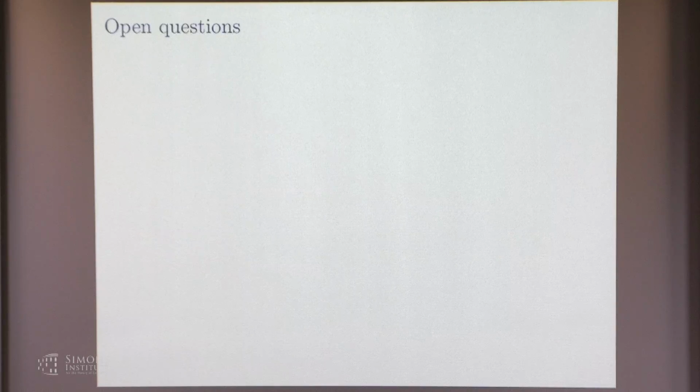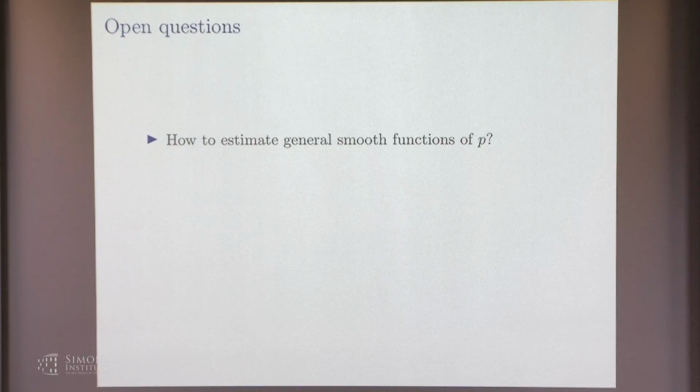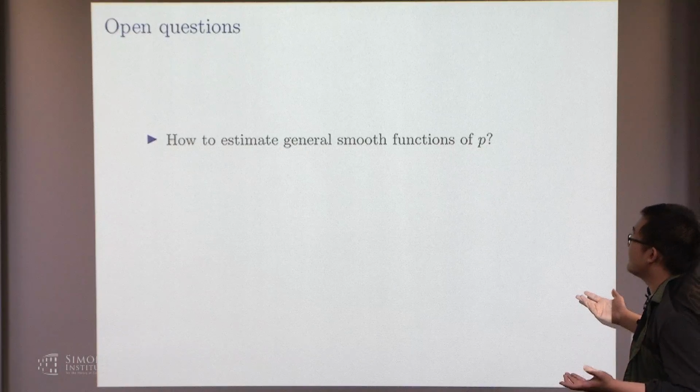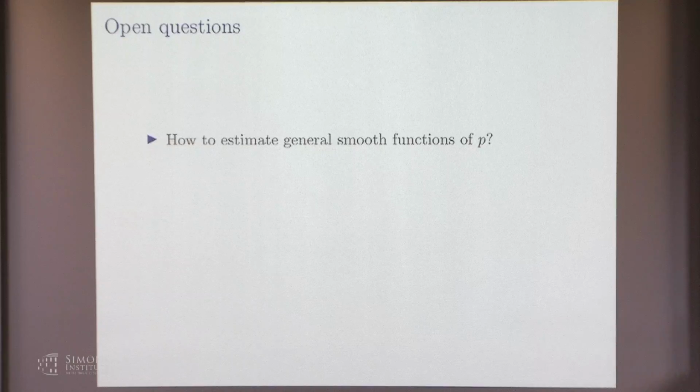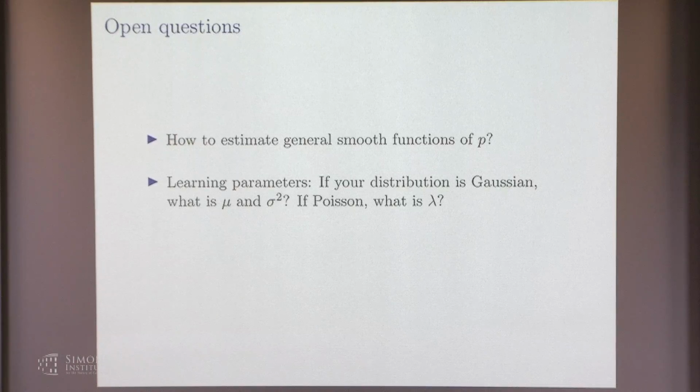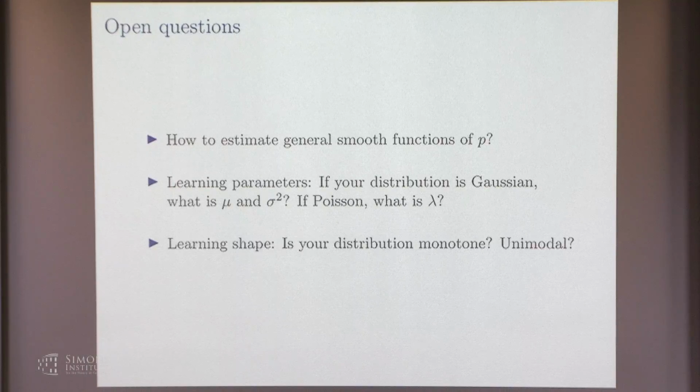As a quick summary, here are some open questions for future discussion and collaboration. For instance, for the LCU technique or the block encoding technique, can we estimate a general smooth function of a probability distribution? Also, in the classical machine learning literature, people focus not only on learning distributions but also on learning properties, learning parameters, and learning the shape of the distribution, like whether your distribution is Gaussian and its expectation and variance, and whether the distribution has an interesting shape. That ends my talk, and thanks.